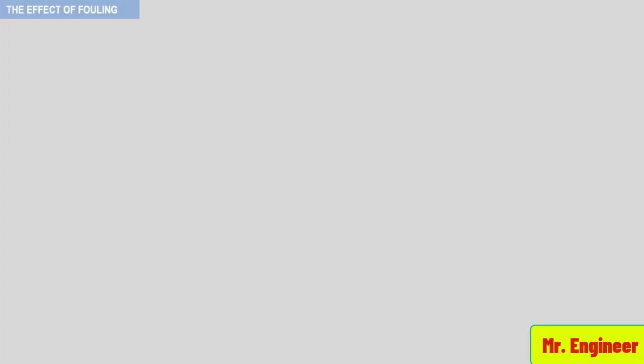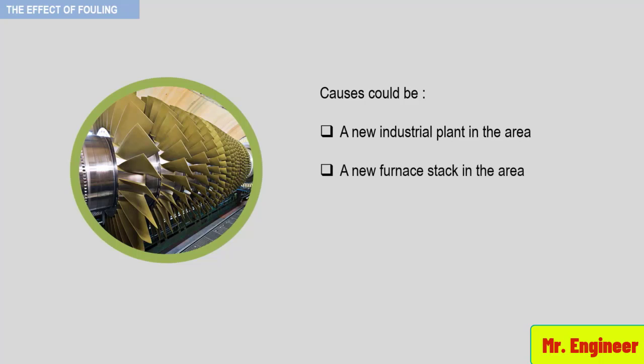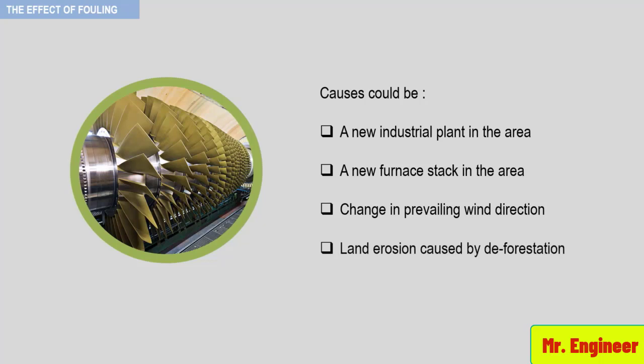Fouling is difficult to predict. In air services, it is a function of the environment, which can change with time. Fouling of an air compressor or the air compressor section of a gas turbine can suddenly occur. Causes could be a new industrial plant in the area, a new furnace stack in the area, change in prevailing wind direction, or land erosion caused by deforestation. In process applications, fouling can also occur unannounced.